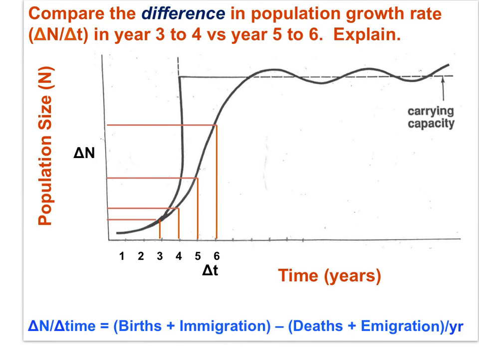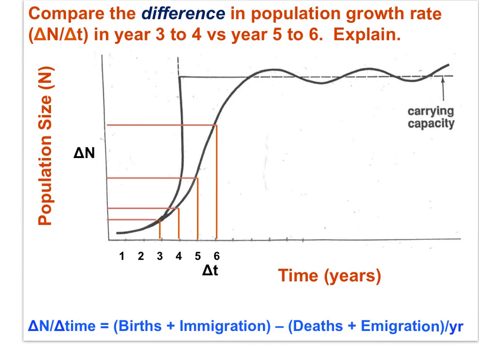Exponential population growth occurs in an environment where resources are unlimited. Maybe this slide will make exponential growth more clear. I've asked, compare the difference in population growth rate, which is the change in the size over the time period, in year 3 to 4 versus year 5 to 6. You can see that the number added to the population, year 3 to 4, which is actually this number here, is less than the number added to the population, this number here, in year 5 to 6. Both changes occur over 1 year, and the number added in 1 year, 5 to 6, is much greater than the number added year 3 to 4. This is typical of exponential growth.